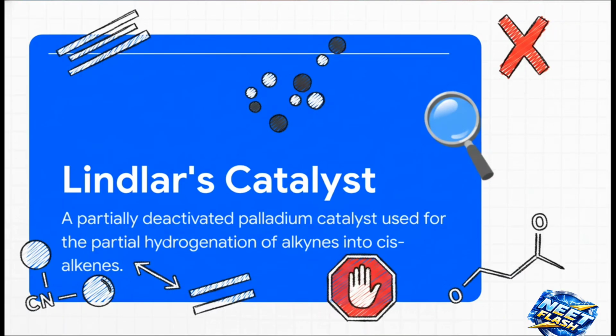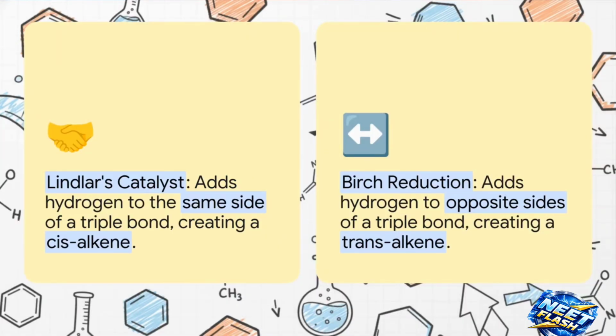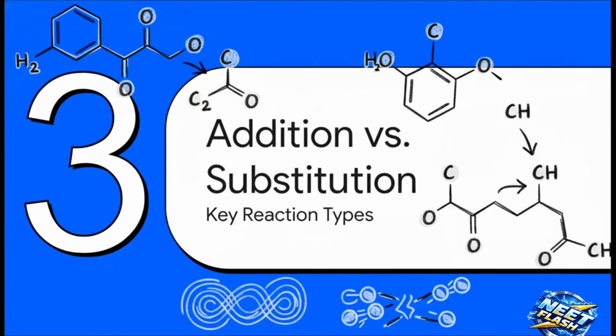Pretty clever, huh? And this is where things get really cool, because it's all about control. We're not just making molecules, we're controlling their exact 3D shape. If you use Lindlar's catalyst, the hydrogens add to the same side of the bond, giving you what's called a cis-alkene. But if you switch to a different reaction, the Birch reduction, the hydrogens add to opposite sides, and that gives you a trans-alkene. It's like having a little molecular switch that lets you decide the final geometry. Absolutely amazing.